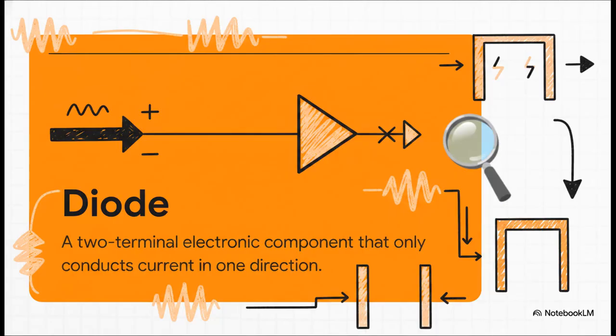So what is a diode anyway? The easiest way to think about it is like an electronic one-way valve or a one-way street. Current can flow through it super easily in one direction, but if it tries to turn around and go the other way, nope, the door slams shut. And this simple one-way rule is the secret ingredient for the entire rectifier.